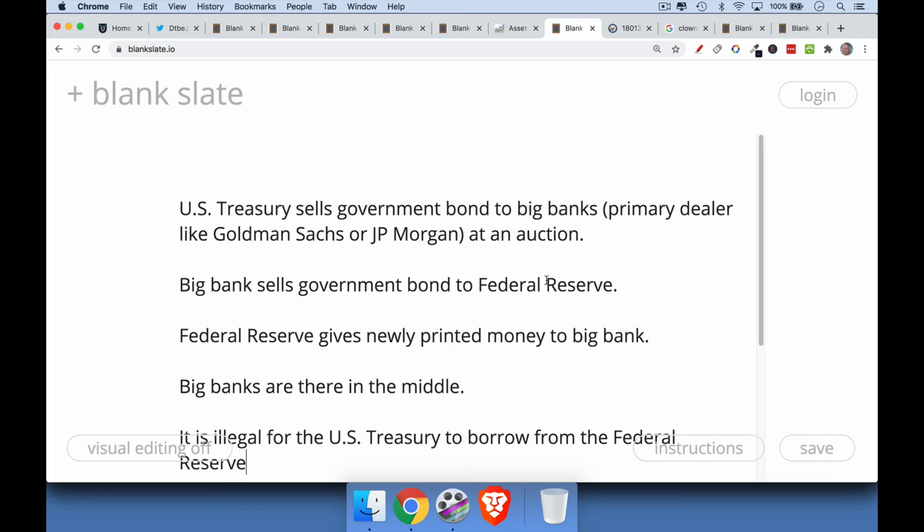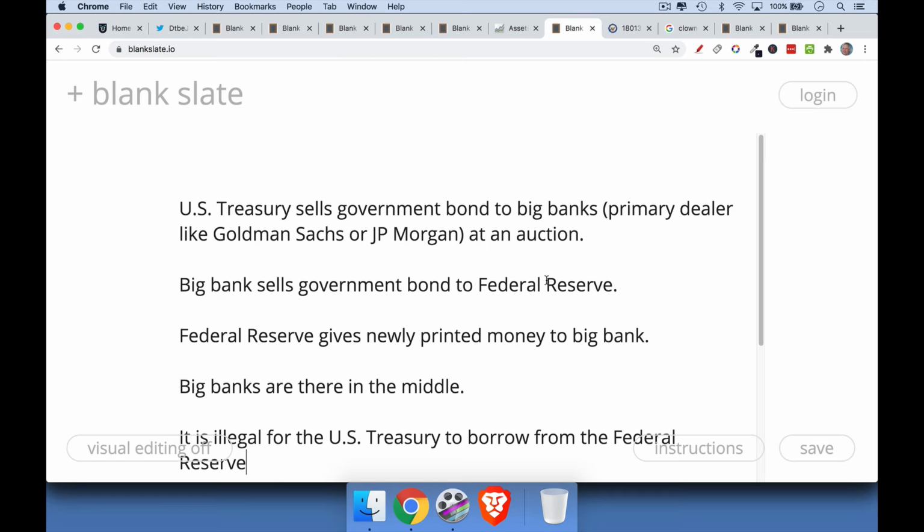And it sells these bonds to big banks. There's a list of them. You can look it up. They're called the primary dealers. Famous names like Goldman Sachs, JP Morgan. There's basically a government auction, and the big banks buy this debt. And then the big banks, they can't hold all of it, or they don't want to hold it for a very long period of time. So then they sell it to the Federal Reserve.